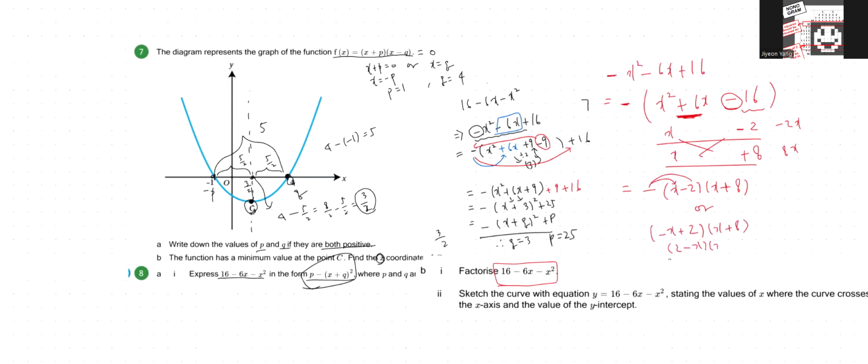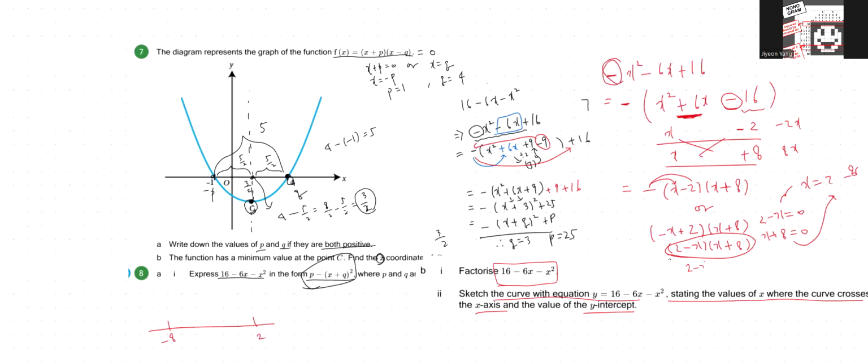Either one is okay. Then sketch the curve with the equation, stating the values of x where the curve crosses the x-axis and the y-intercept. So basically x-intercept and y-intercept. From here, we can see the x-intercept: 2 minus x equals 0, x plus 8 equals 0. So the x-intercept is either 2 or negative 8. So negative 8 and 2. And again, the coefficient of x squared is negative, so it should be this shape.